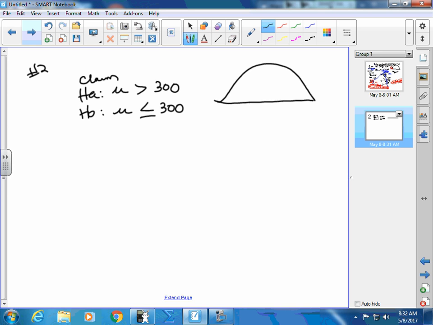So now, because this is a reject region, I need to label my regions. This has to say reject HO where your shading is. This has to say fail to reject HO. If you leave out the HO, it's wrong. Because what am I rejecting? I need to reject or not reject HO.